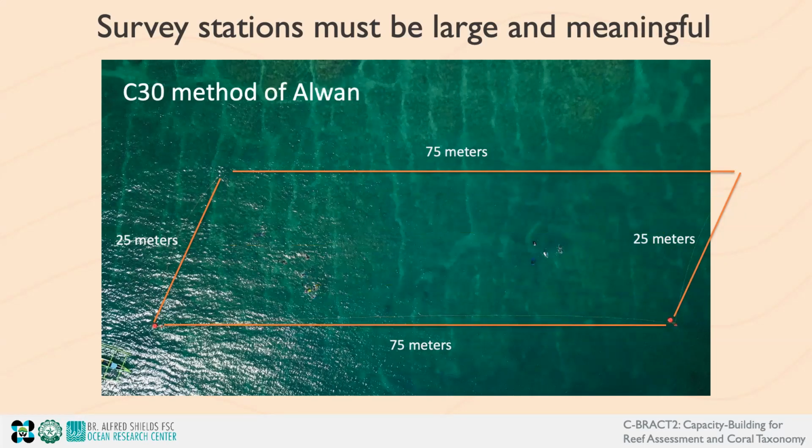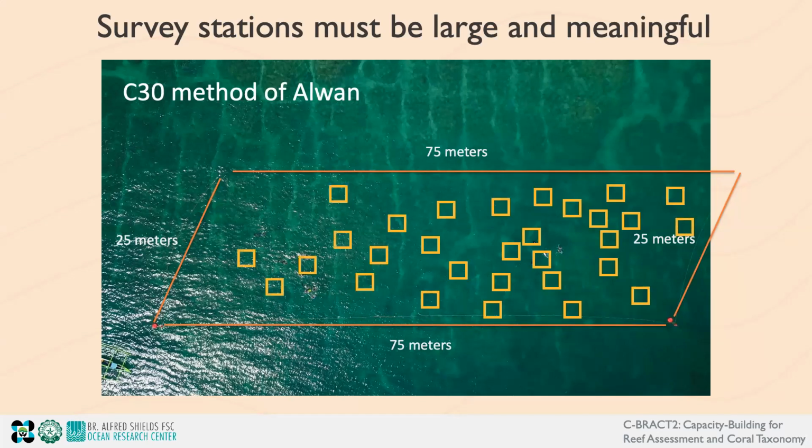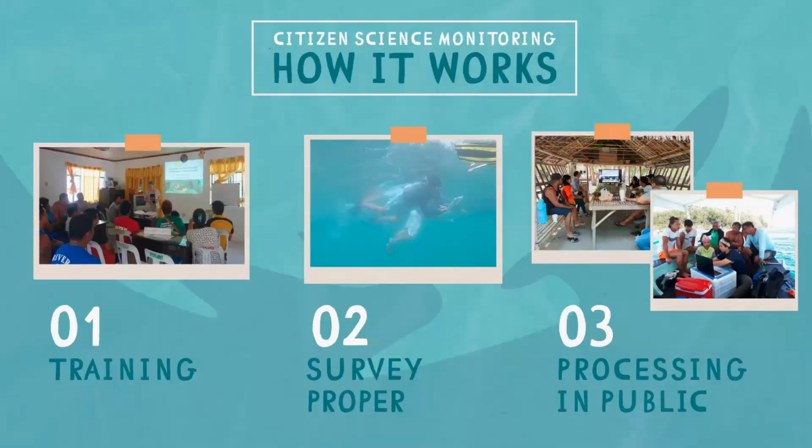Dun sa citizen science methods, we use the same station, the same criteria, and therefore we can use the same scales, the same averages to interpret the data. Except na we use fewer pictures, 30, ideally 50, and we take those pictures in random places in the reef. Okay, and that's the focus of the training.